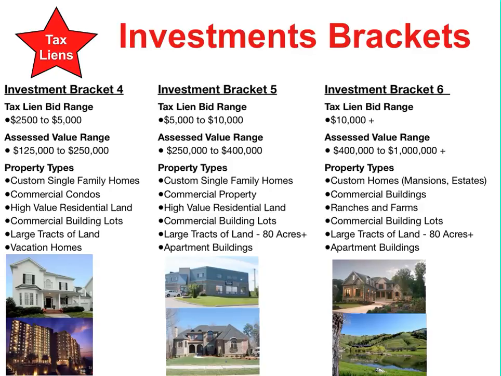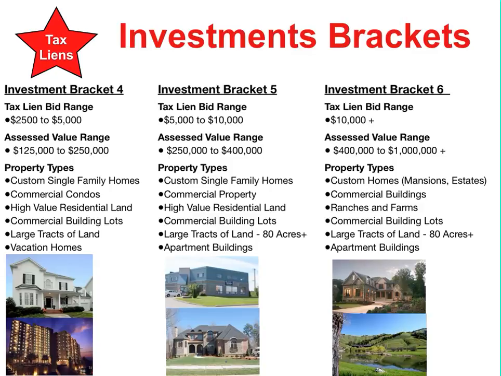For investment bracket 6, these are going to be tax liens that have a value of over $10,000. They can range anywhere between $300,000 up to millions of dollars. These are where you're going to find your custom homes, your large commercial buildings, your ranches, your farms, your large tracts of acreage, and then also, of course, your apartment buildings.